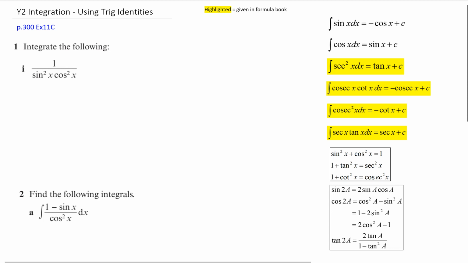Here's a couple of questions from exercise 11c. Question 1, there's quite a few tricky questions in question 1 in exercise 11c. I think this one's particularly difficult. We want to integrate this. I suggest changing this to look like this, so it's sine x cos x all squared, and then you might recognize that that is similar to one of the previous questions we did.